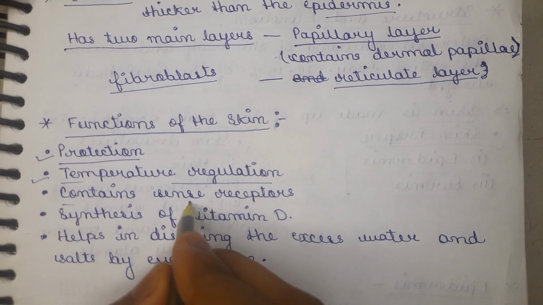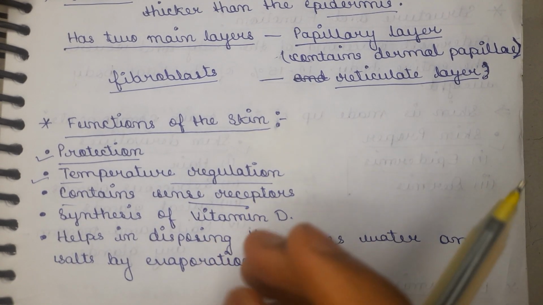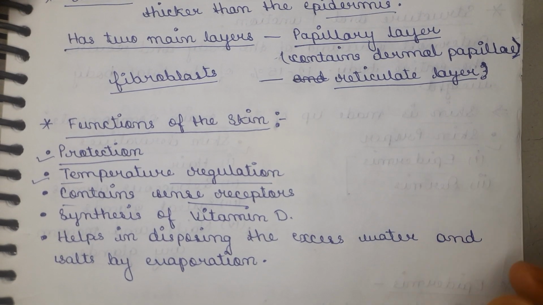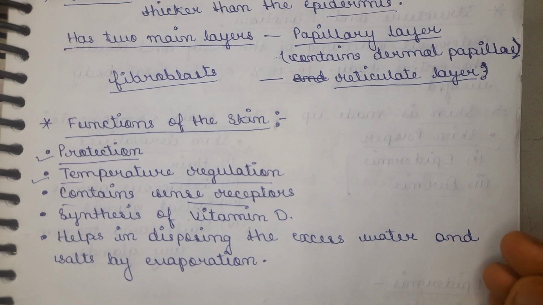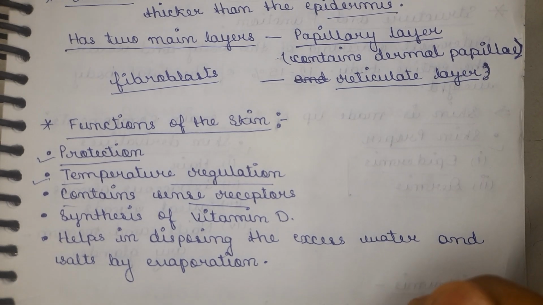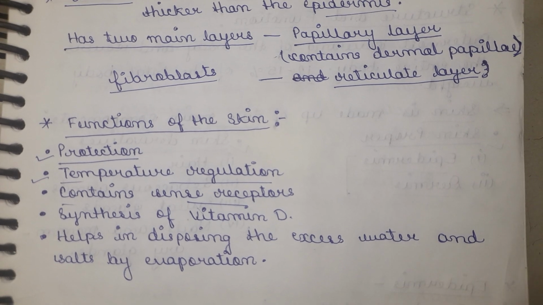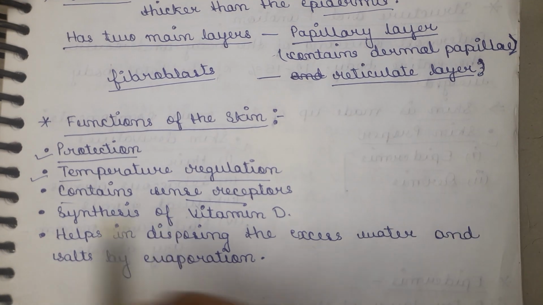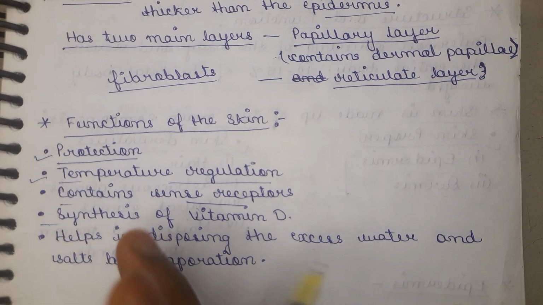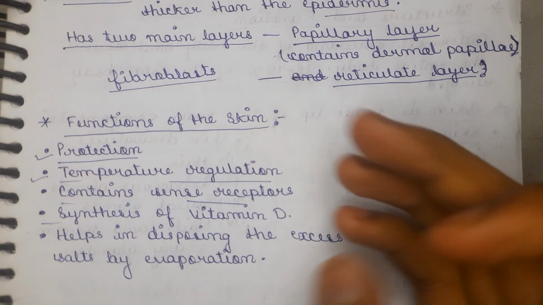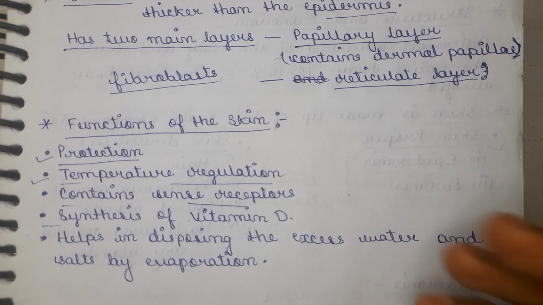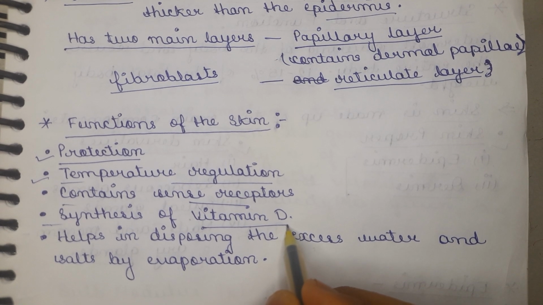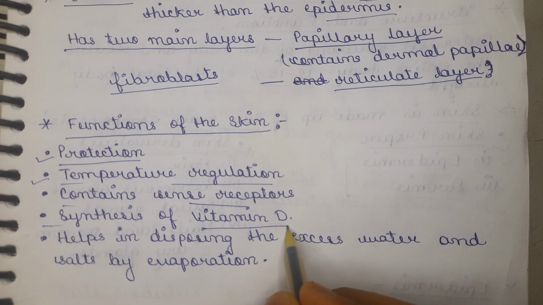The third one says that it contains sense receptors. It means that the skin contains numerous sense receptors which help in perceiving the surroundings, like the temperature of the surroundings, and if anyone pinches, it gives the sense to our skin, and that message gets passed to the brain. The fourth one says that the skin is also involved in the synthesis of vitamins such as vitamin D. The main source is the sun, but it also comes from different types of food.